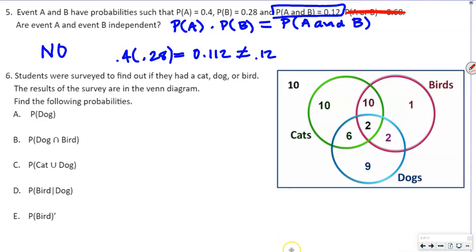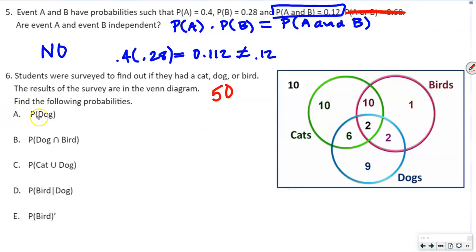All right, so the next number 6 says students were surveyed to find out if they had a cat, dog, or bird. The results of the survey are in the Venn diagram. Okay, so the first thing I want to do is find out how many total animals are in the survey. So I got 10 plus 10 plus 10, that's 30. 6 and 2 and 2 is another 10, that's 40, and 9 and 1 is 50. So we got a total of 50 animals in this survey, okay?